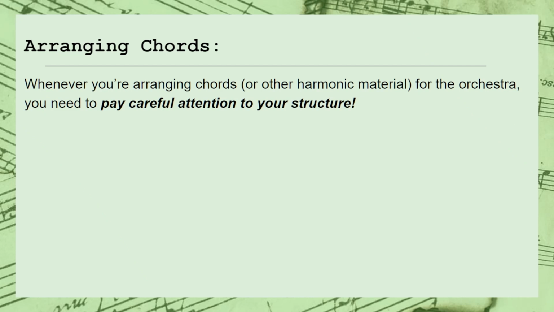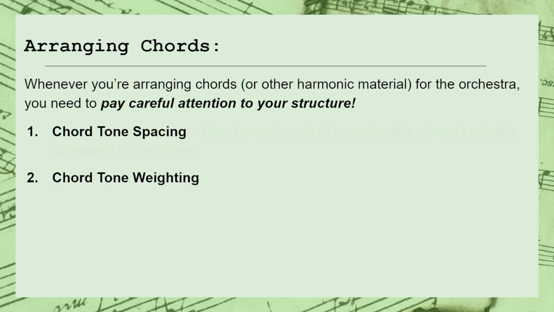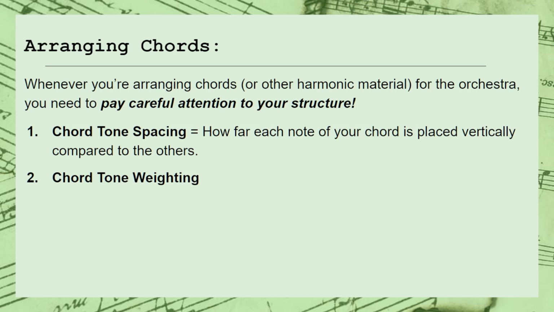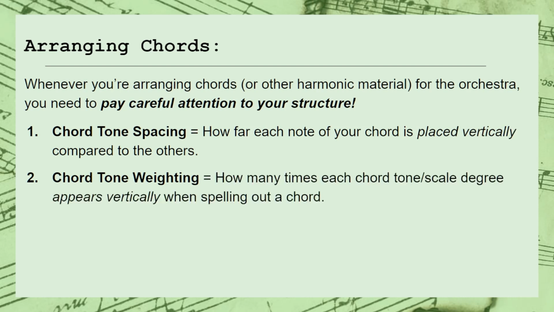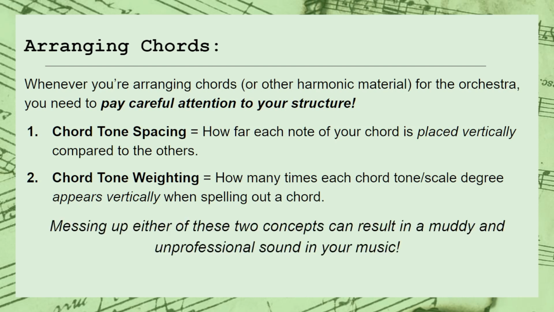Anytime that you're arranging chords or other harmonic material for the orchestra, you need to pay careful attention to your structure. In other words, you need to pay attention to the chord tone spacing and the chord tone weighting. Chord tone spacing is essentially how far each note of your chord is placed vertically compared to the others. Chord tone weighting is essentially how many times each chord tone or scale degree appears vertically when spelling out a chord. Both of these concepts are incredibly important in orchestration because messing up even one of them can result in a muddy and unprofessional sound in your music.